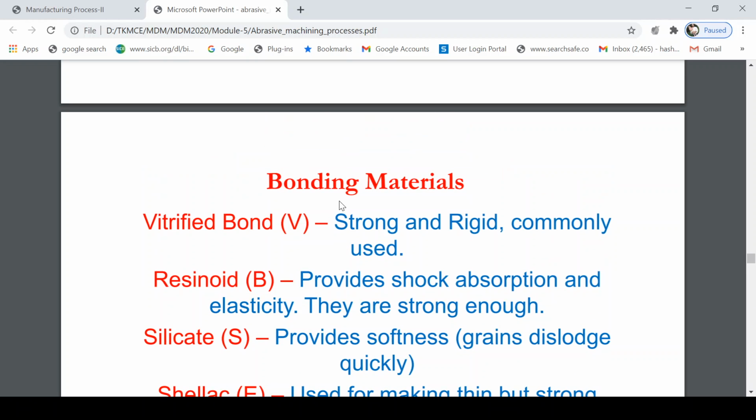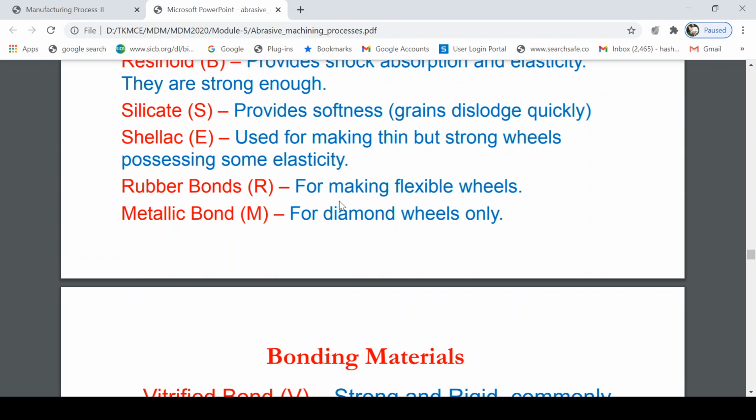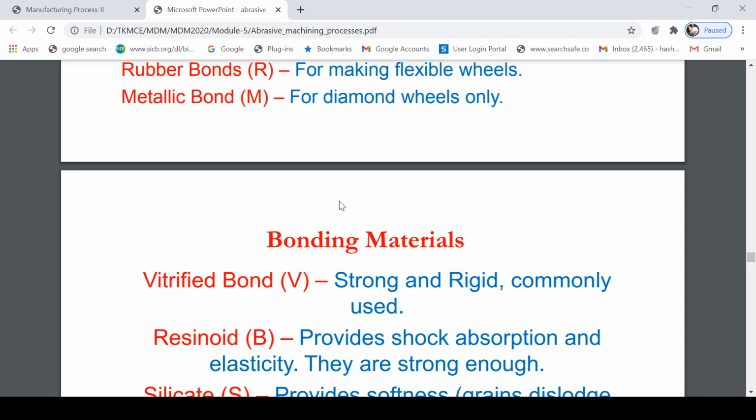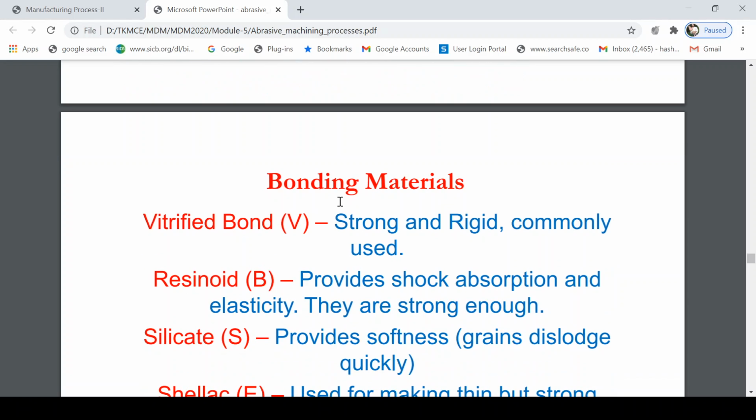Now, how to select a grinding wheel. The selection of the grinding wheel is based on the type of work material. So we'll see what type of work material is used for grinding.